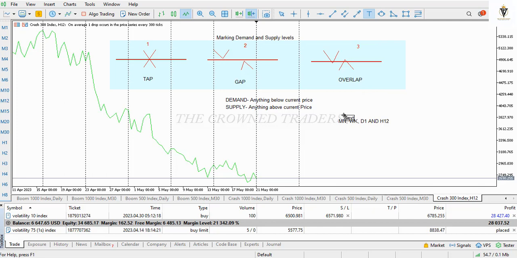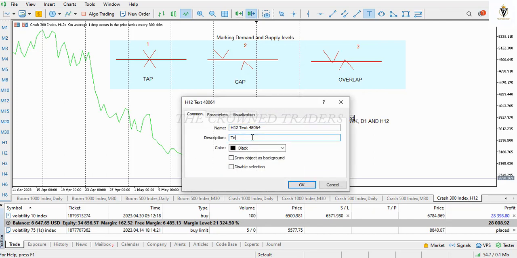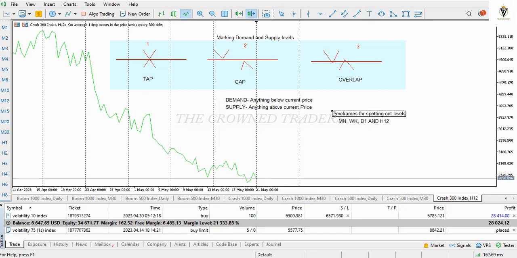One of the things you need to note is that the higher the time frame, the stronger your demand and supply level. So levels that you picked on the monthly time frame are stronger than the levels that you picked on weekly. Likewise, the ones you pick on weekly are stronger than those you picked on daily, and those you picked on daily are stronger than those you picked on H12, right? So that being said, let's go straight to the point.